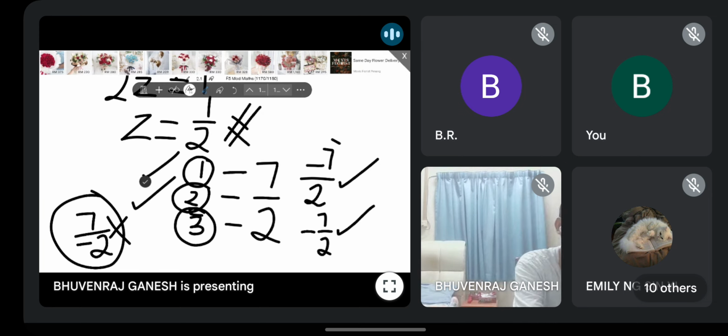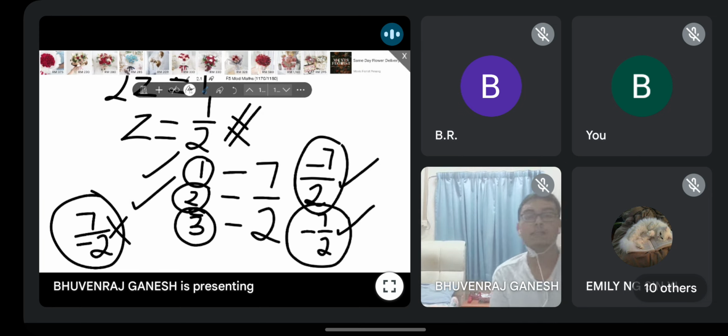Usually you will see this one and this one only. The common one to show is negative 7 over 2, because the negative belongs to the numerator, the top part of the fraction. It won't belong to the denominator over here. This one is wrong. Usually it's like that.